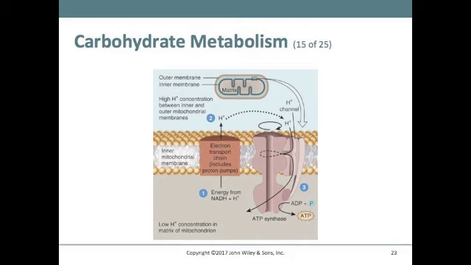So in step 1 of chemiosmosis, energy from NADH passes along the electron transport chain and is used to pump hydrogen ions from the mitochondrial matrix into the space between the inner and outer mitochondrial membranes. This mechanism is called a proton pump because a hydrogen ion consists of a single proton. In step 2, a high concentration of hydrogen ions accumulates between the inner and outer mitochondrial membranes. And then in step 3, ATP synthesis occurs as hydrogen ions flow back into the mitochondrial matrix through a special type of hydrogen ion channel in the inner membrane.